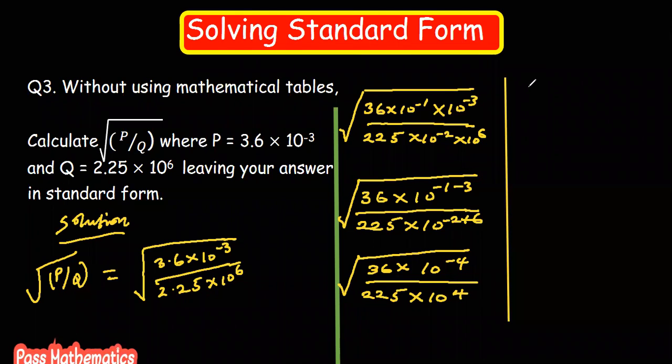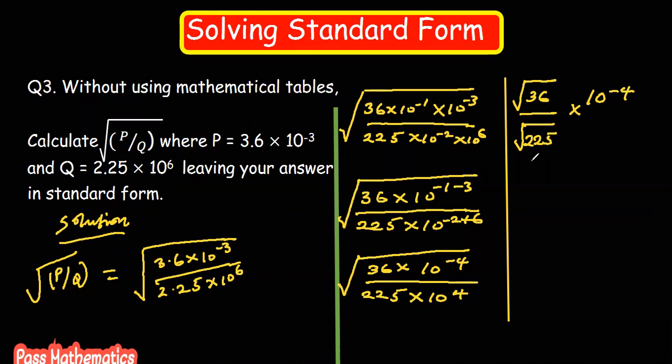So we're going to have root 36 divided by root 225, still the same thing, times, we just pick one of the bases, 10 raised to the power of minus 4. This is 4, so when we take it up, it's going to be minus 4 here. So it's going to be inside the square root. Let's not forget. I almost forgot.